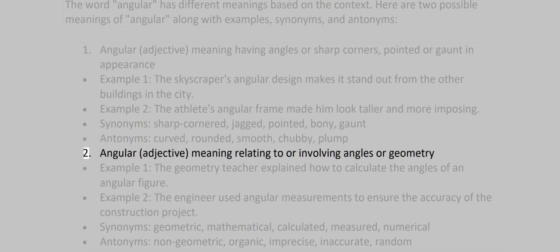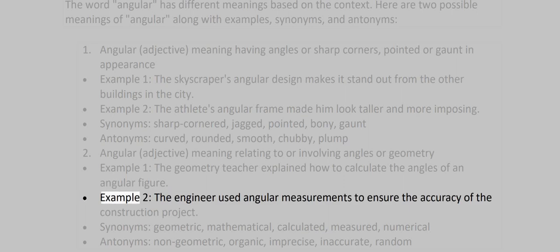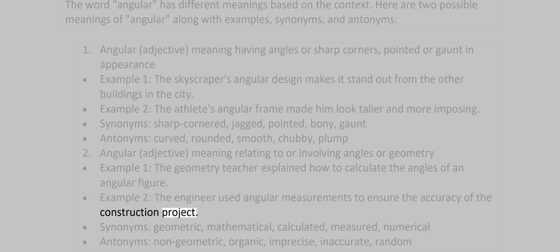2. Angular, adjective, meaning relating to or involving angles or geometry. Example 1: The geometry teacher explained how to calculate the angles of an angular figure. Example 2: The engineer used angular measurements to ensure the accuracy of the construction project. Synonyms: geometric, mathematical, calculated, measured, numerical. Antonyms: non-geometric, organic, imprecise, inaccurate, random.